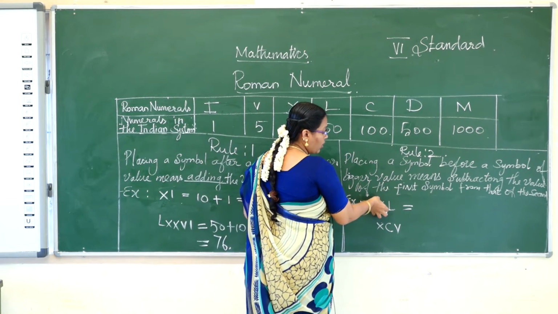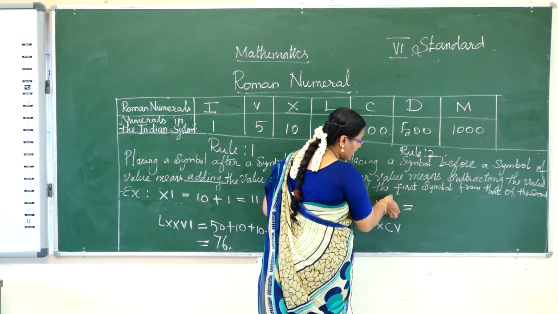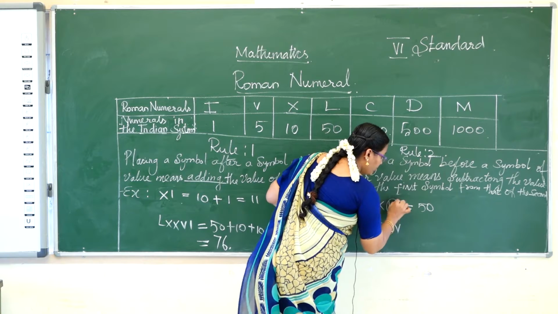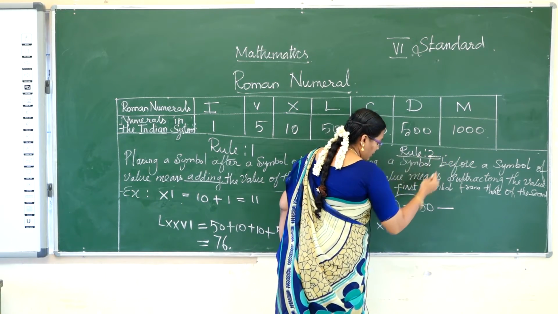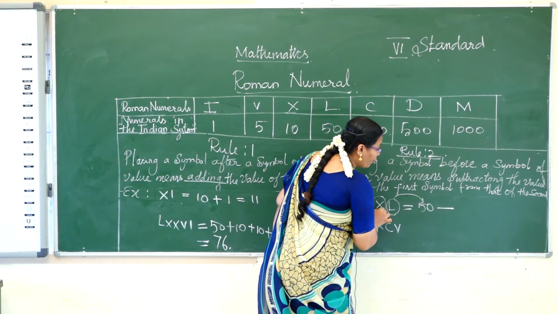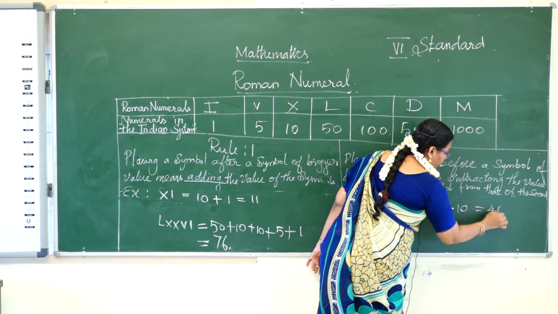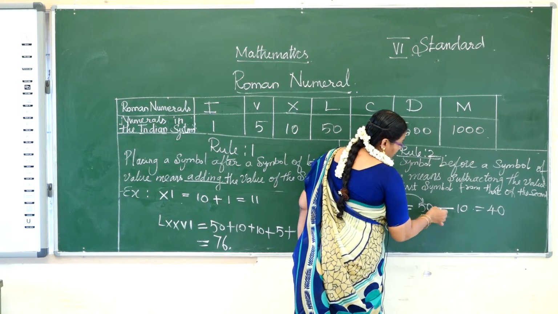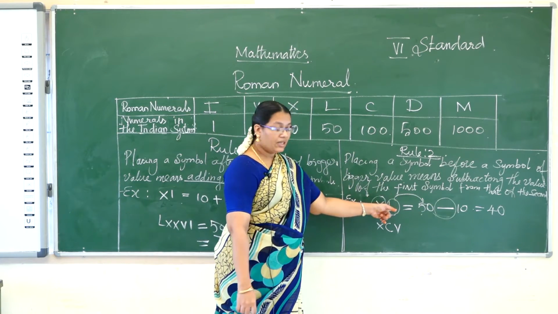So the first one is the smaller value. What we do? First preference goes to the biggest value. The biggest value here is 50. L refers to 50. Subtracted by, what is the value of X? 10. So 50 minus 10, 40. In this place, you should subtract the smaller value from the bigger value.